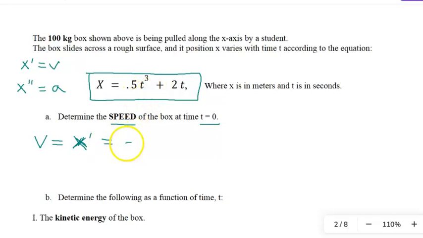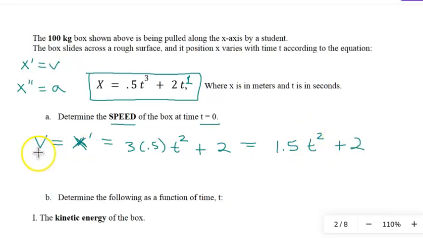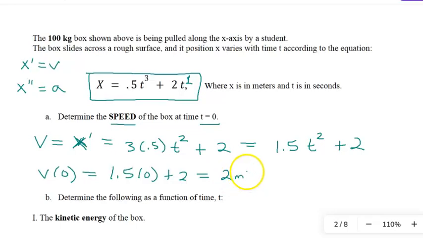Okay, and then you're going to use your power rule, 3 times 0.5 t to the 3 minus 1, plus 1 times 2 t to the 1 minus 1, which is t to the 0, which is 1. So you get 1.5 t squared plus 2. That is your velocity. That is how your velocity is changing with time. And then we want to evaluate that function at t equals 0. So you get 1.5 times 0 plus 2. So that means that v naught is 2 meters per second.